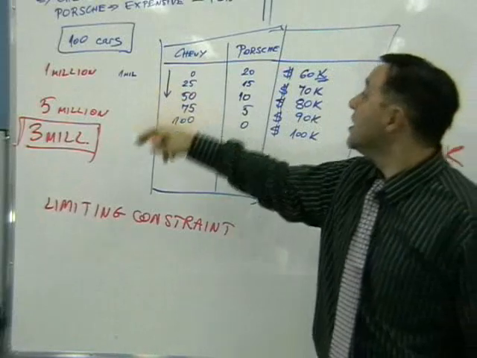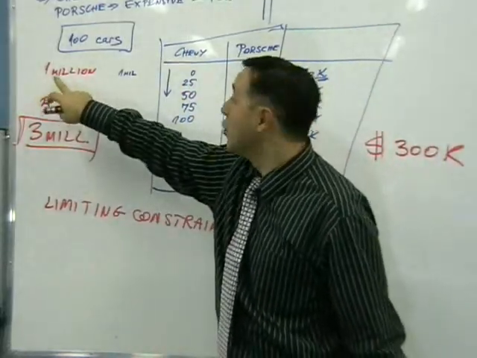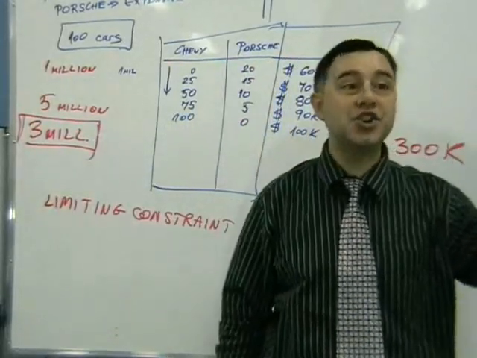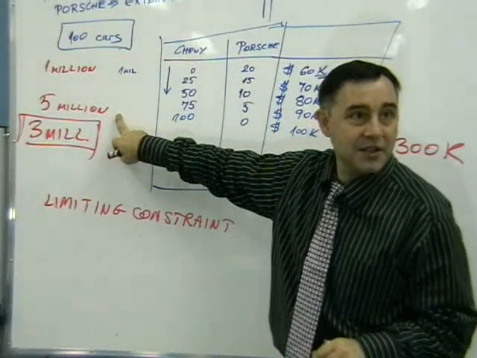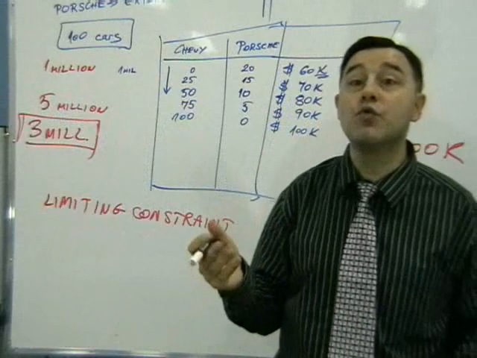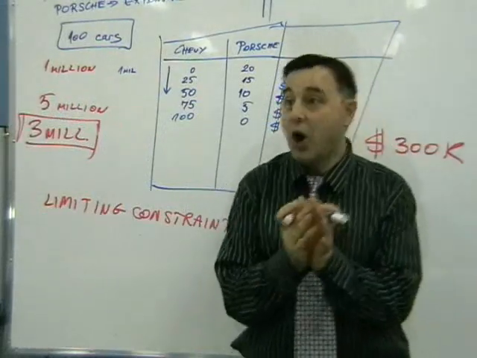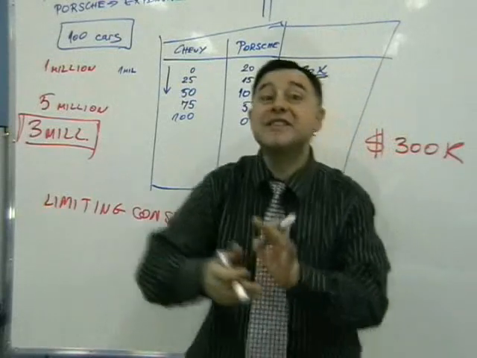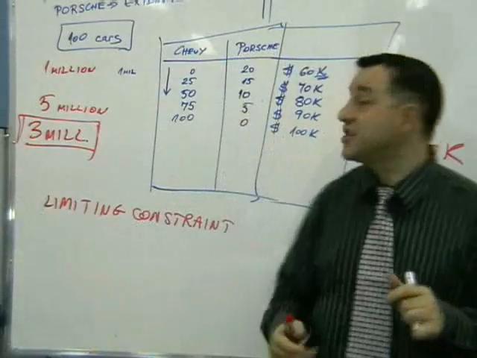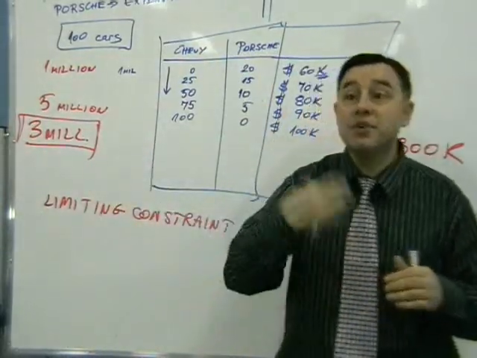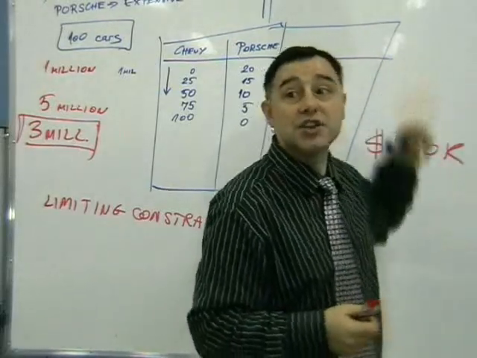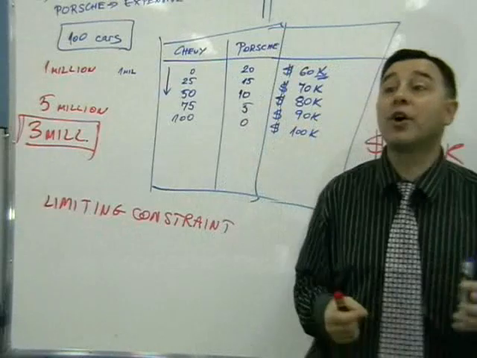In other words, if you have 1 million, the solution is only Chevys. If you have 5 million, the solution is only Porsches. If you have 3 million, the solution will be a whole bunch of Chevys, and you still fill up the dealership with Porsches. In other words, if you have little money, you will be using more Chevys. Why? Because the Chevy is more profitable per dollar.